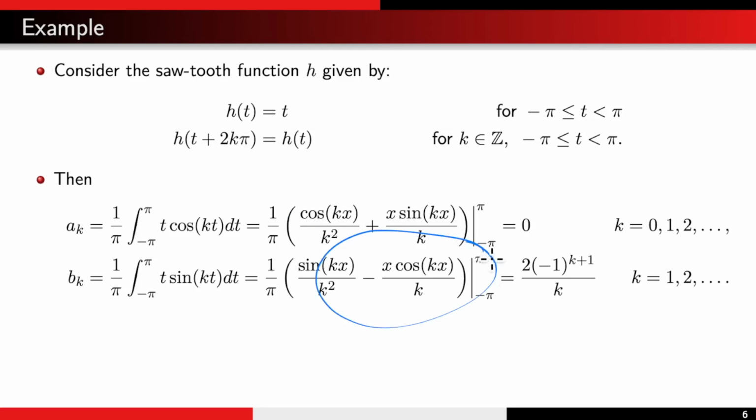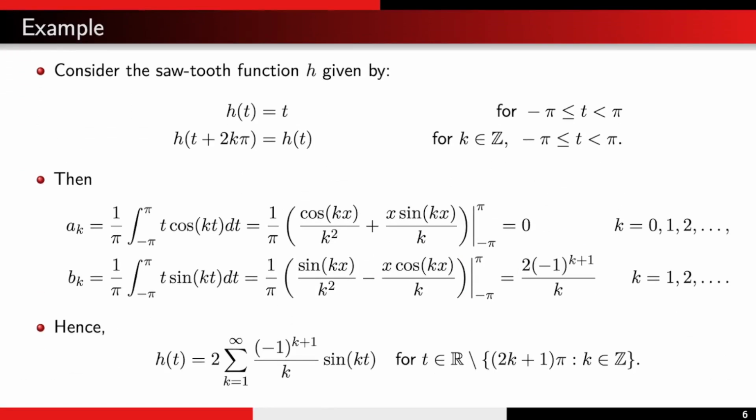And here we can use similar reasoning. This will be 0 whether x is pi or negative pi. And this cosine, which depends on the parity of k, is either 1 or minus 1. And so it reduces to this. And so putting these all together, h of t is given by this series. And this is for all t at points that are not at the discontinuities.